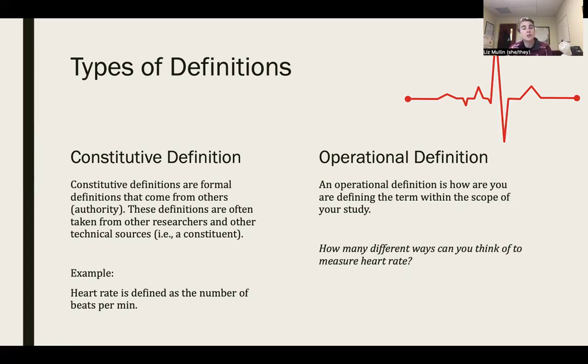In particular, though, an operational definition is how you might define a term within the scope of a single study, such as maybe your future thesis or dissertation or independent study and so on. So heart rate, which is defined constitutively as beats per minute, could be measured operationally in a whole bunch of different ways. I want you to pause the video and think of 3 ways before you unpause.